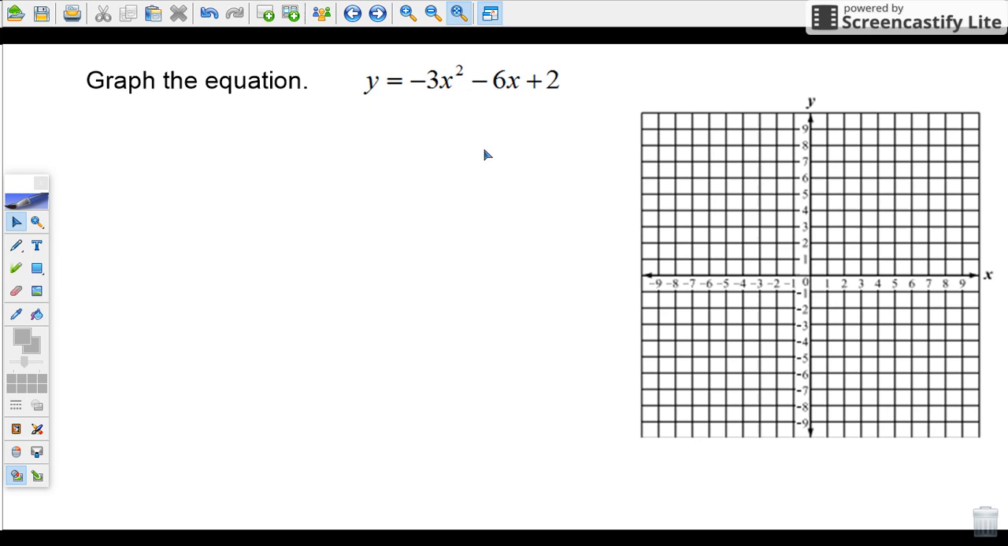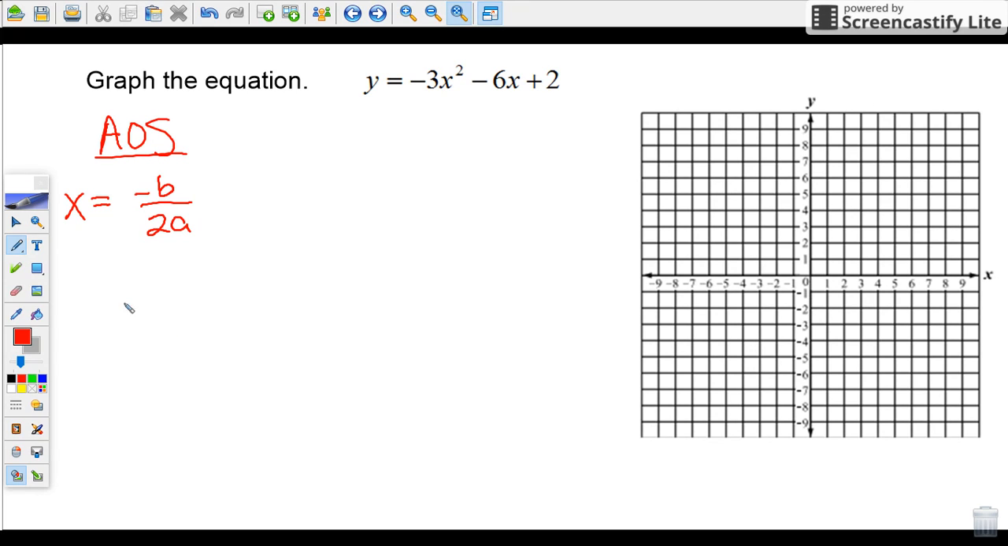Let's graph this equation. First of all, it is going to open down because a is negative. So now we're going to find our axis of symmetry. I'm going to abbreviate it AOS. The axis of symmetry is found by doing x equals negative b over 2a.